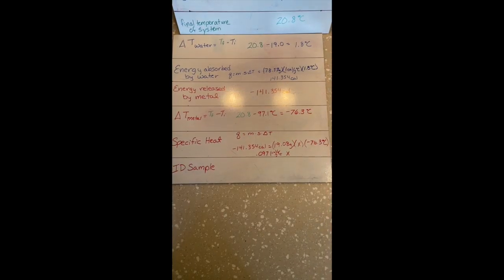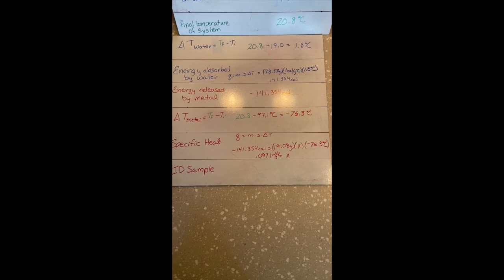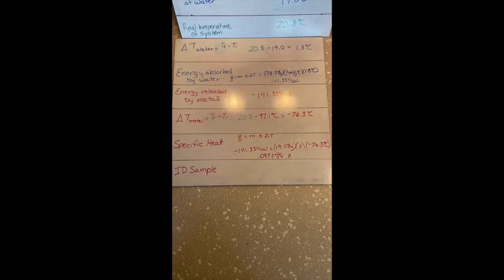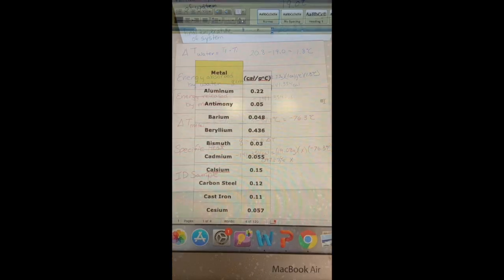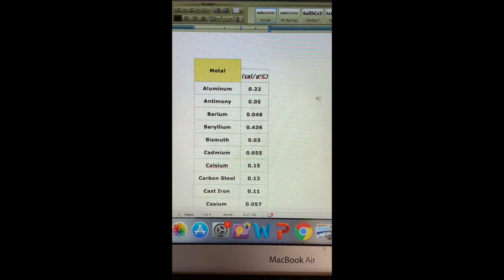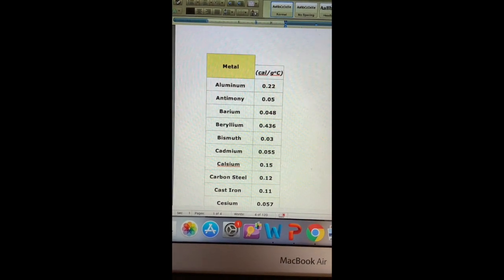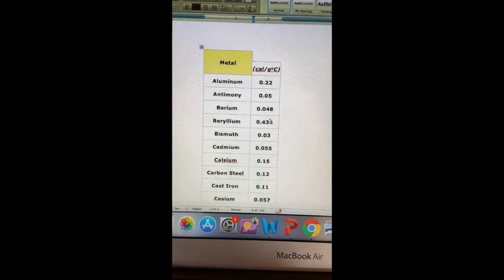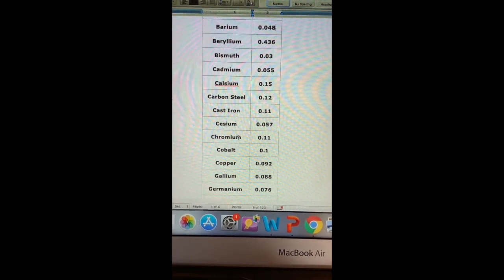Specific heat always has to be a positive value. So our specific heat comes out to 0.0971 calories per gram degree Celsius. Now we need to compare that to a chart to determine the identity. Knowing that our metal sample was 0.0971, we can look through this list and determine what our sample possibly could be.